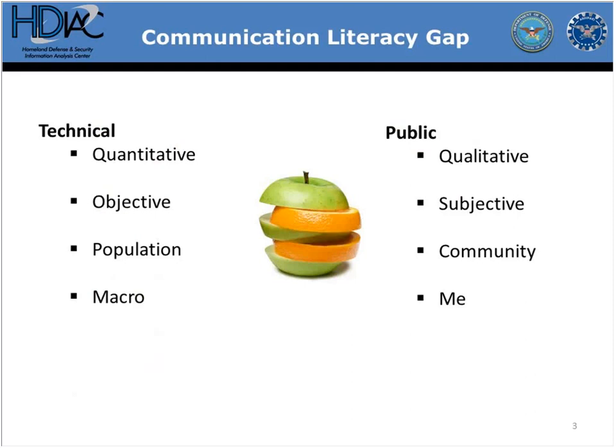So let's talk about the communication literacy gap. I put this slide here, and I thought this picture was quite appropriate. A slice of apple, a slice of orange, a slice of apple, because that's where we are sometimes in communicating with the public. We're trying to do an apples to oranges comparison. If you look on the left-hand side of the screen, you'll see that our technical folks, which would be you, typically speak in terms of quantitative objectivity. You're talking to a mass population, and you're viewing things from a macro level.